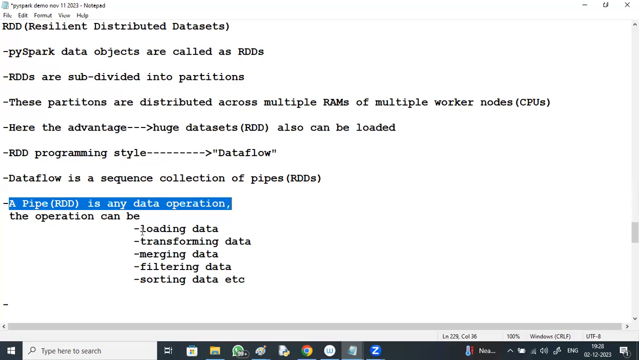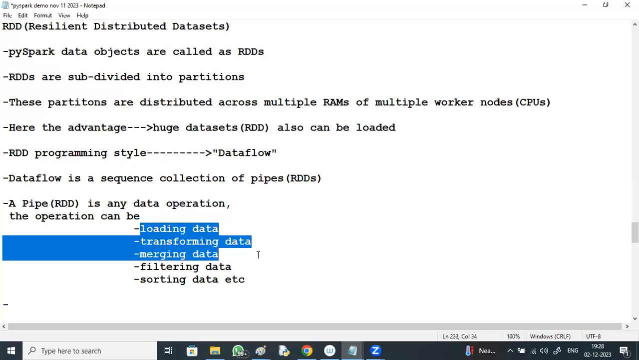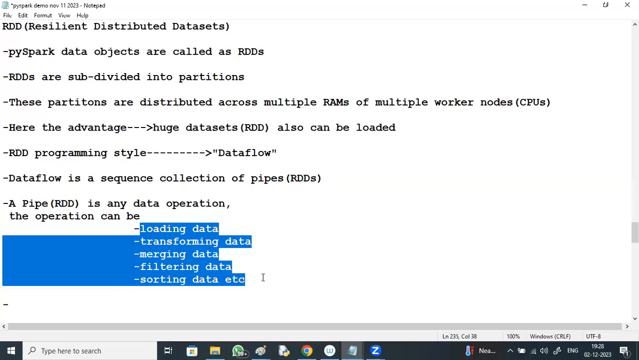A data operation can be loading, transforming, merging, filtering, sorting. Data flow means, first I loaded the data. Next, I perform some filtering operations. The output of the filtering operation will be the input to the next flow. Next, I perform some merging on that output. In this way, the output of one will be the input to the next one.